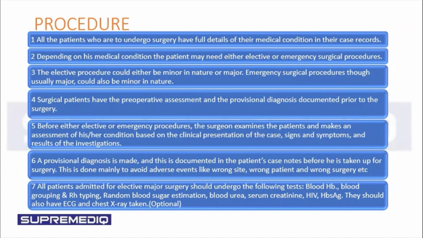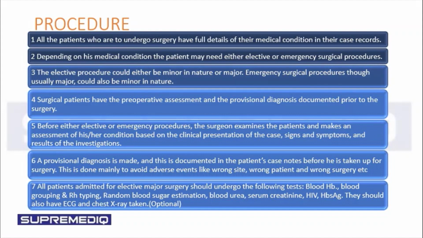Procedure. All the patients who are to undergo surgery have full details of their medical condition in their case records. Depending on his medical condition, the patient may need either elective or emergency surgical procedures. The elective procedure could either be minor in nature or major. Emergency surgical procedures, though usually major, could also be minor in nature. Surgical patients have the preoperative assessment and the provisional diagnosis documented prior to the surgery.